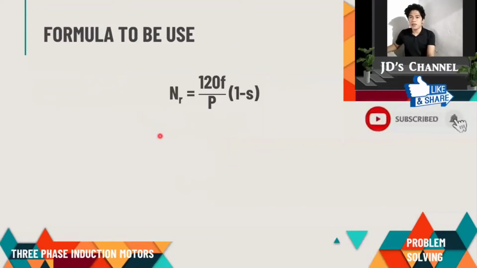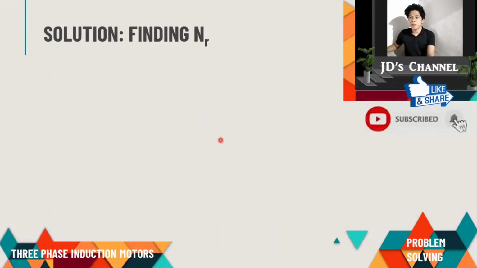The formula to be used is N sub R equals 120F over P multiplied by 1 minus the slip. So finding N sub R, let's start with the solution. N sub R again equals 120F over P multiplied by 1 minus the slip. Then we substitute our frequency, our pole, and our slip.